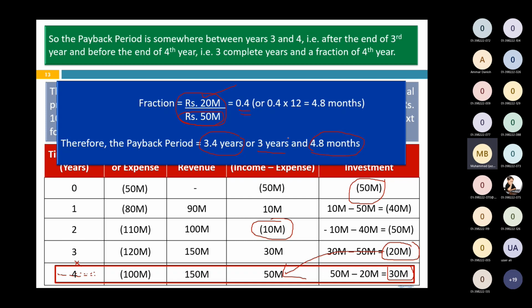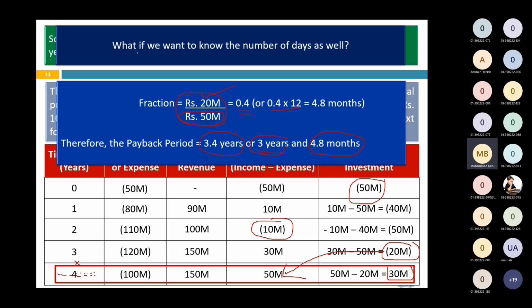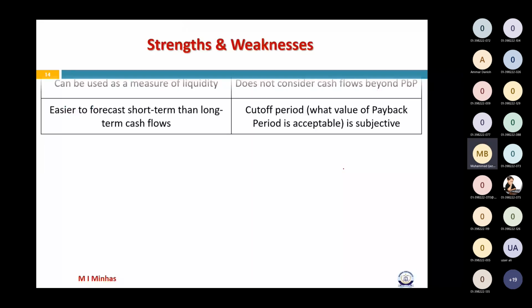Now, how did I calculate 4.8 months? 12 multiplied by the fraction, 0.4. If you want to calculate in days, what if we want to calculate the number of days as well? In that case, I would say 3 years, 4 months, and how many days? 0.8 multiplied by 30, right?